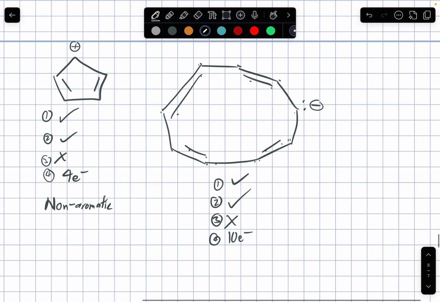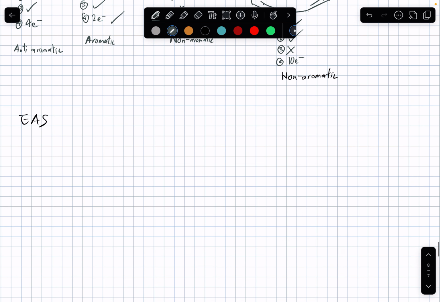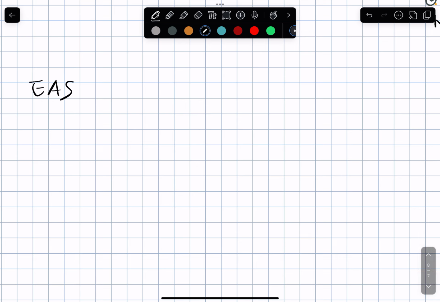Going back. So yes, it is affirmed. This compound is not completely conjugated. Therefore, this is a non-aromatic compound. Okay? That's now settled. Let's now proceed to the reactions.